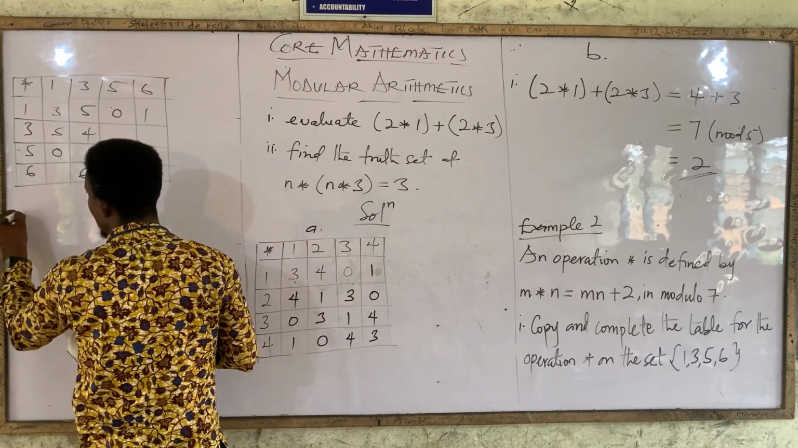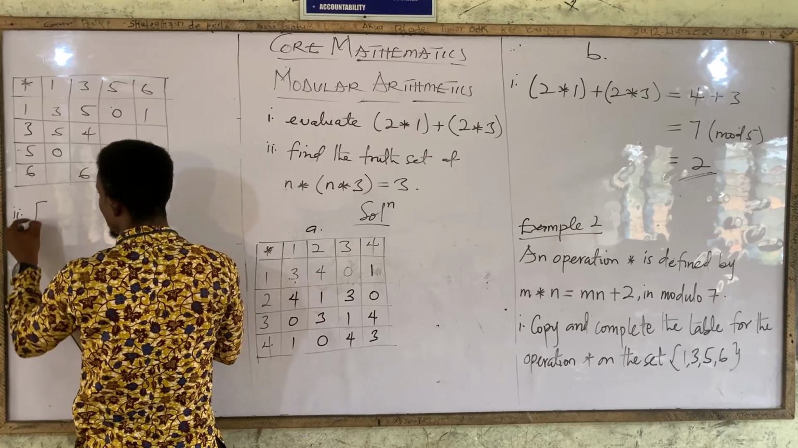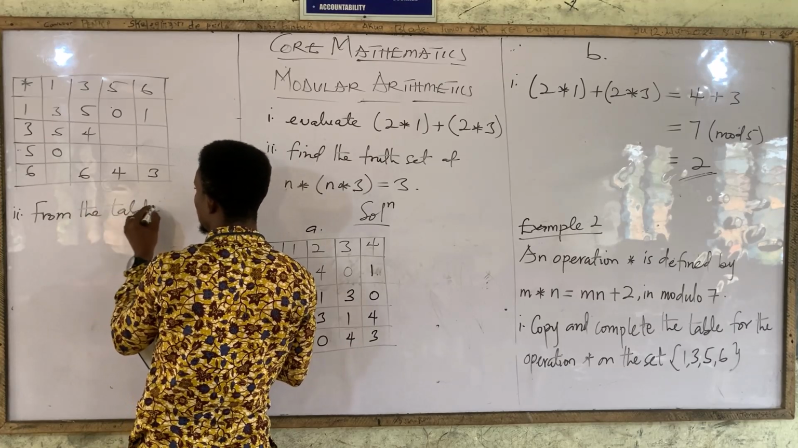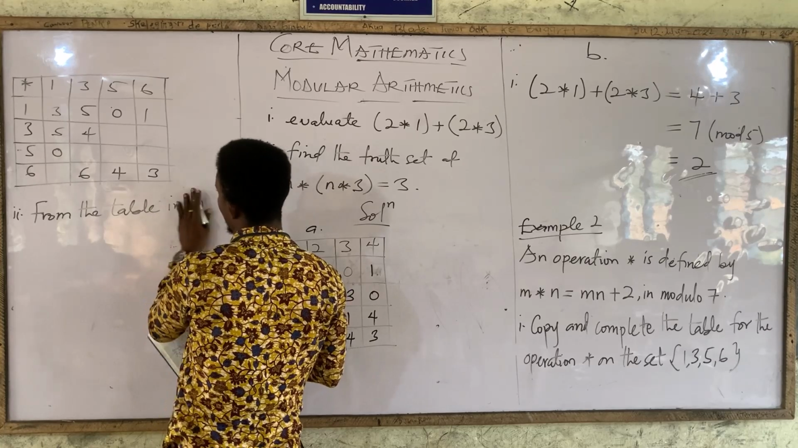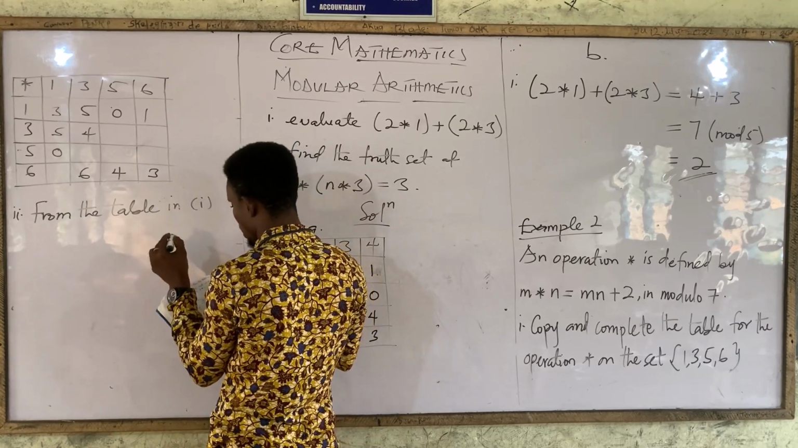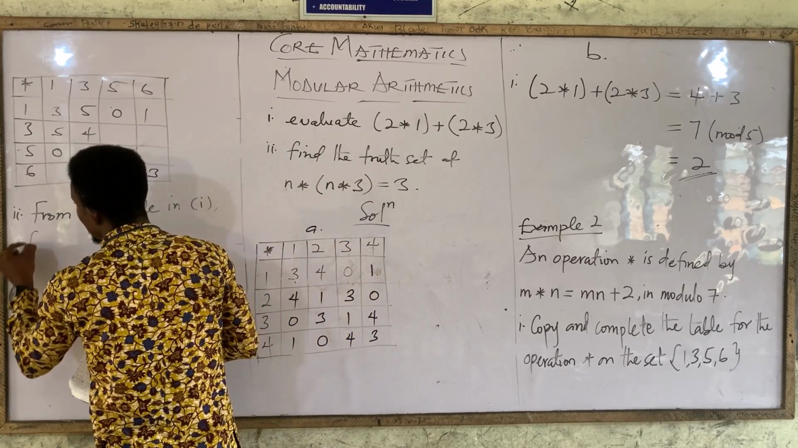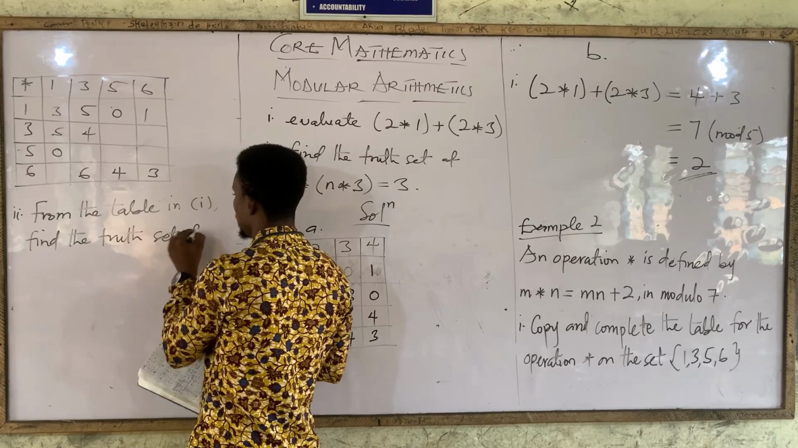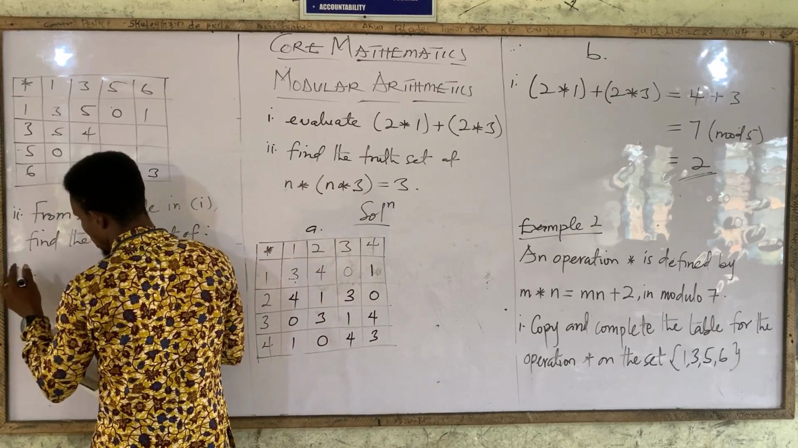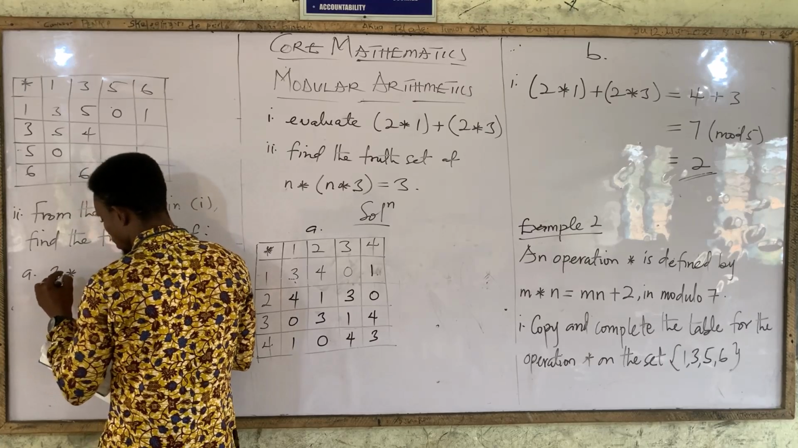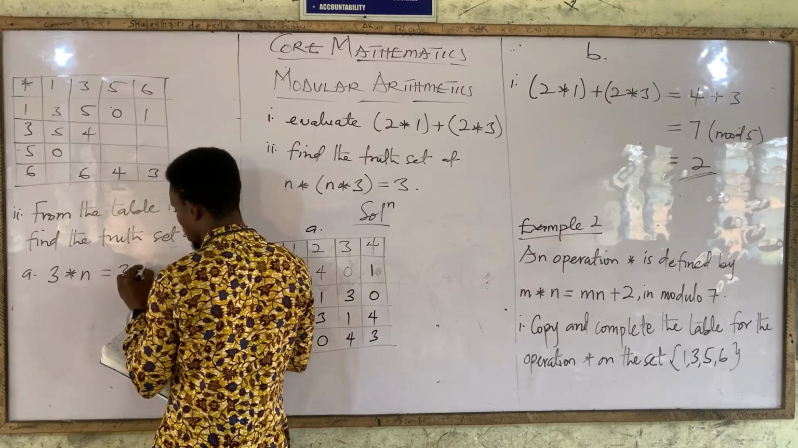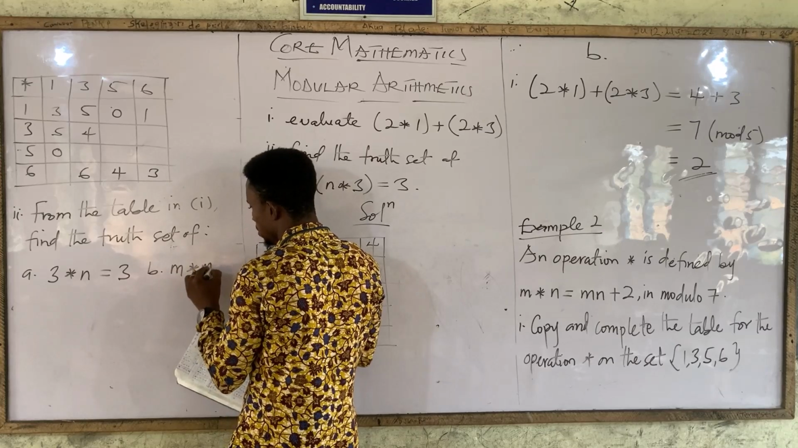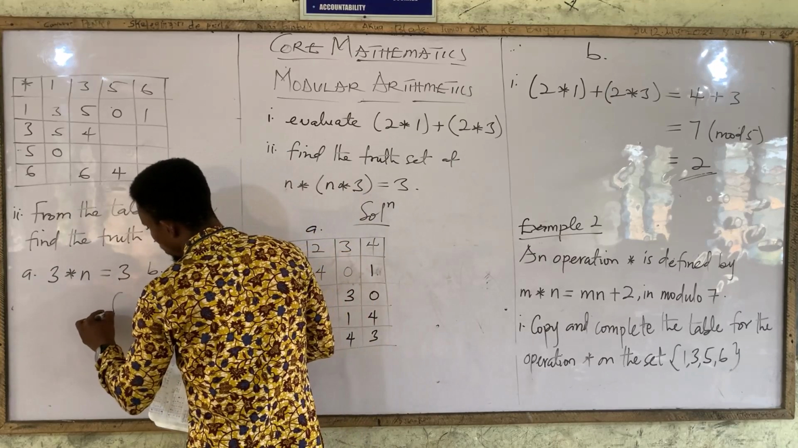So question II is saying, from the table in I, find the true sets of A. 3 star n, which is equal to 3, and B, n star n, which is equal to 4. Then solution.